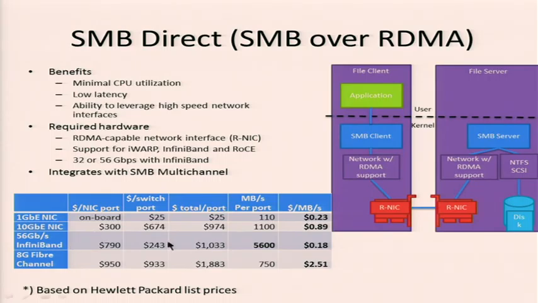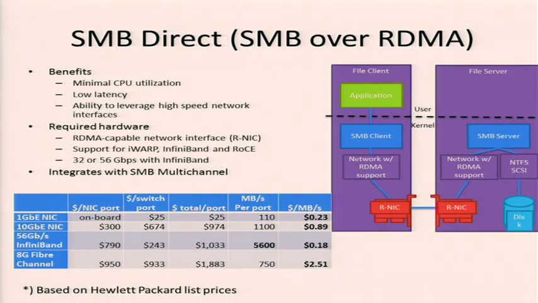So 1 gig is typically on board, right? And the switch port is give or take $25. You get 110 megabytes per second typically on a 1 gig link. That boils down to about 23 cents per megabyte per second if you want to do price performance math, right?